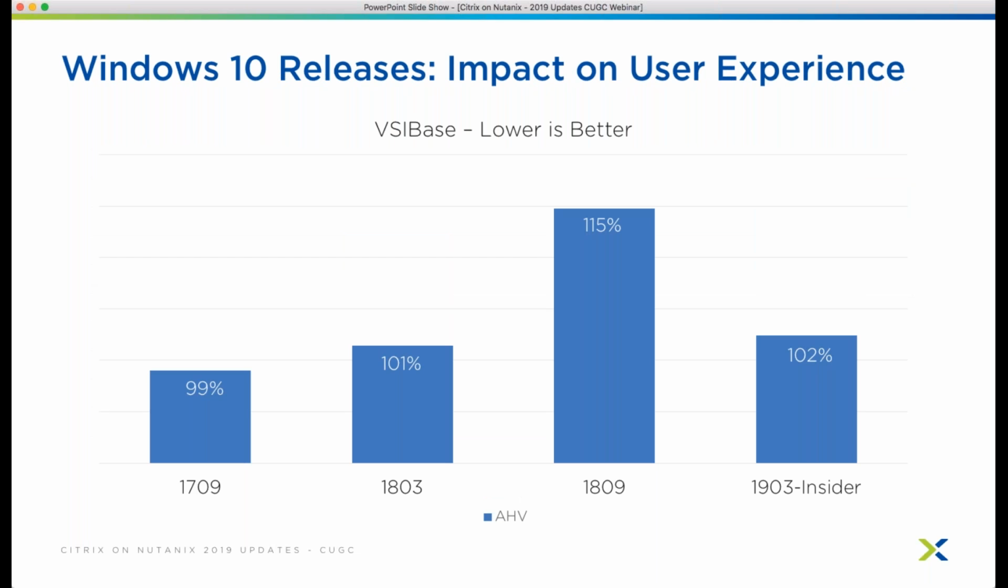So 1709, 1803, roughly the same. 1809, we saw a jump in application response time, so user experience went down. And then 1903, that came back down. So these are things we're talking about as we go through and test the different versions, to make sure as we're publishing our RAs that it doesn't impact user experience and density.